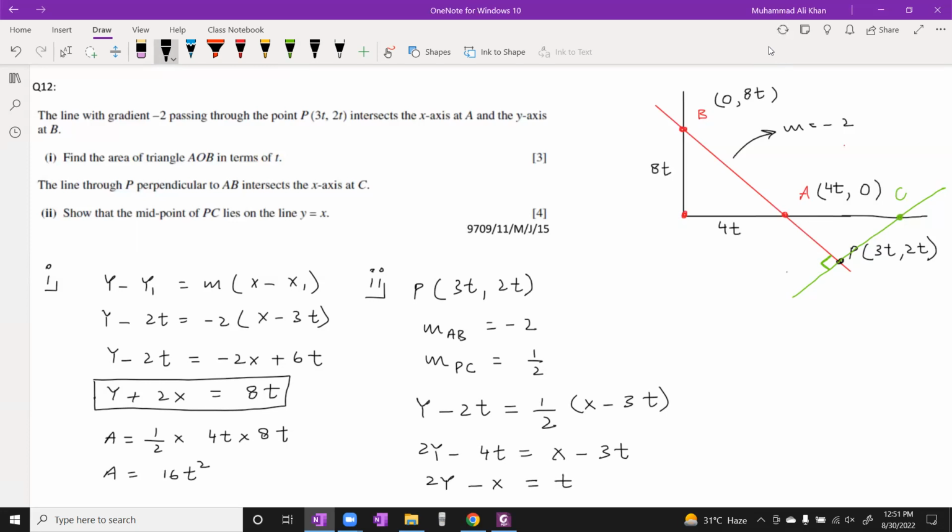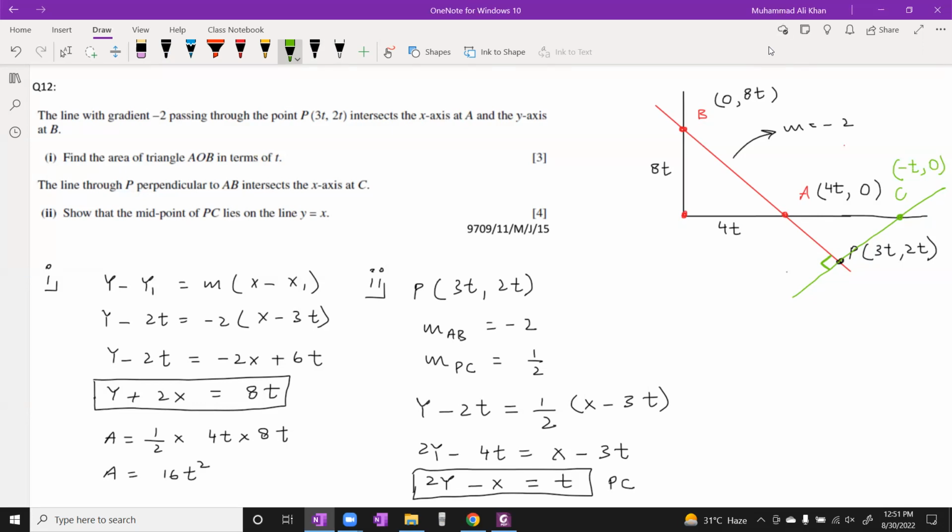किस लाइन की इक्वेशन बनकर आ गई है? इक्वेशन ऑफ द लाइन PC. अब आप देखिए, ये PC लाइन x एक्सिस को कहां से टकरा रही है? C से. और x एक्सिस को अगर ये C से टकरा रही है तो यहां पर y क्या होगा? 0 होगा. अगर y 0 रखते हैं इसमें तो x कितना आ गया? -t आ गया. कोई प्रॉब्लम?